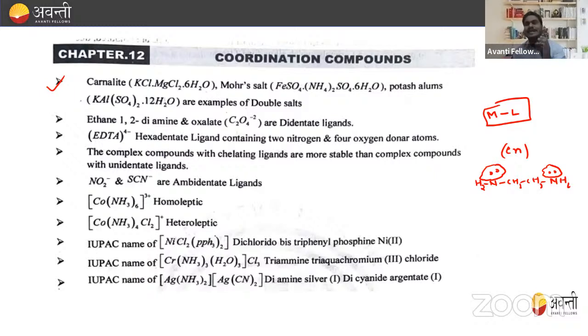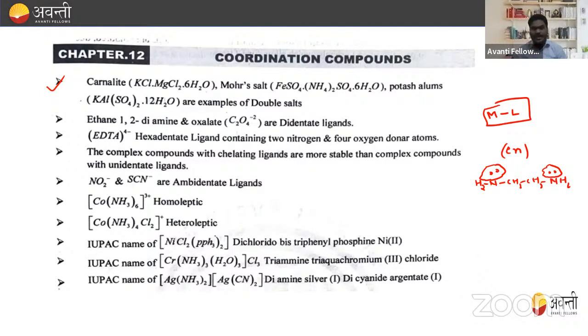Similarly, EDTA, that is ethylenediaminetetraacetate, is hexadentate. It means it has six donor atoms. It contains two nitrogen and four oxygen donor atoms. So out of a total of six donor atoms, two are from nitrogen and four oxygen atoms act as donors. So I hope it is very clear what is unidentate and what is bidentate. Unidentate means having only one donor group. Bidentate, didentate means two donor groups. Tridentate means three, and so on. And EDTA falls in the category of hexadentate ligand, meaning having six donor groups, right?